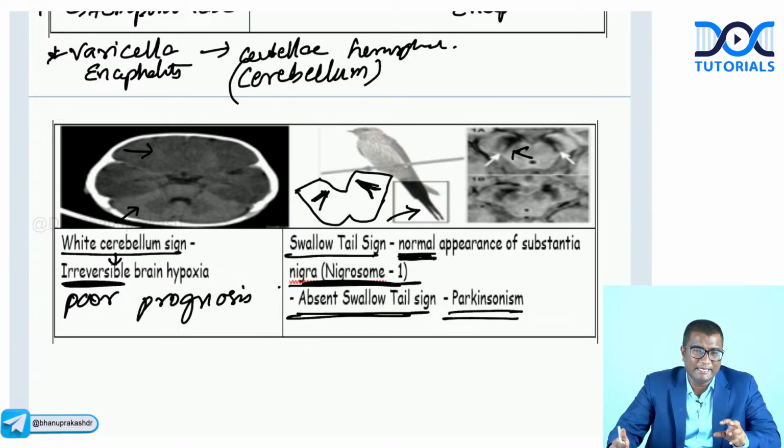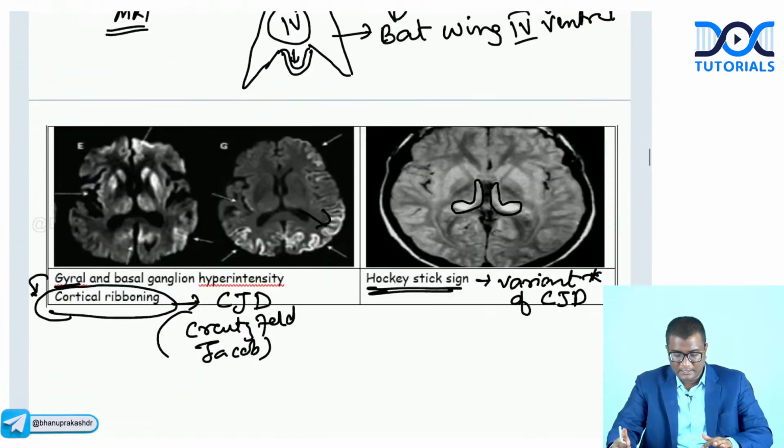White cerebellum indicates irreversible brain hypoxia, right? Any cause of hypoperfusion to the brain, irreversible brain hypoxia, produces the white cerebellum sign. The cerebellum will be white, the rest of the brain will be hypodense, a poor prognostic finding.